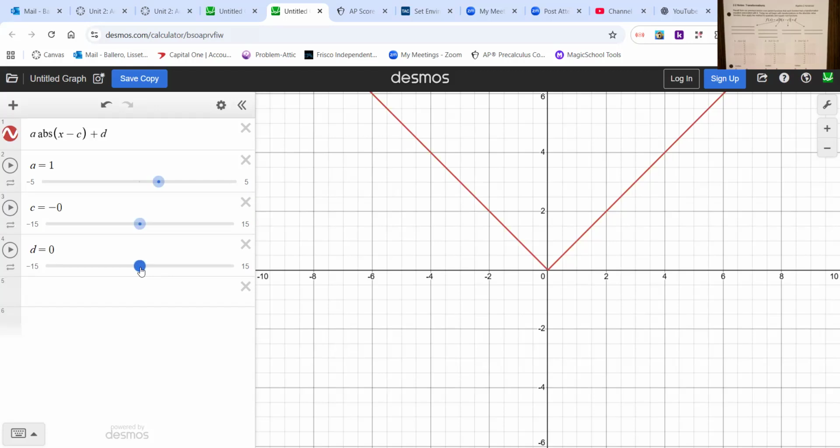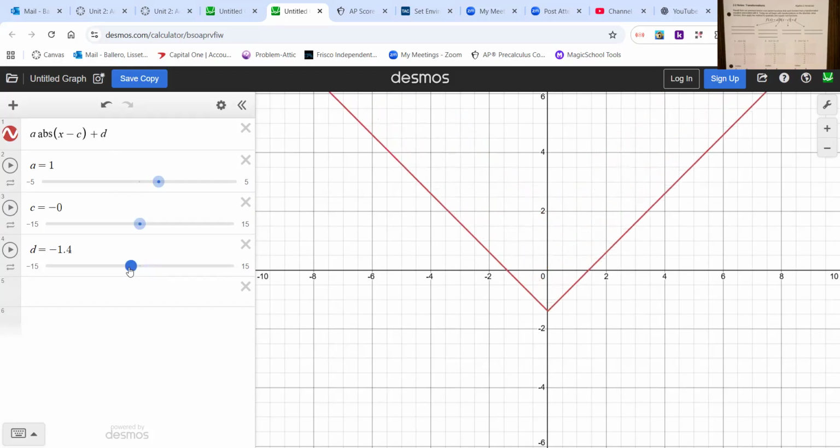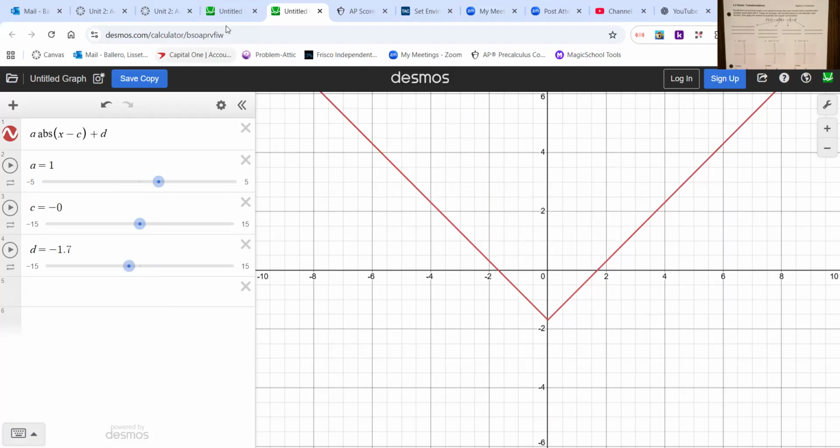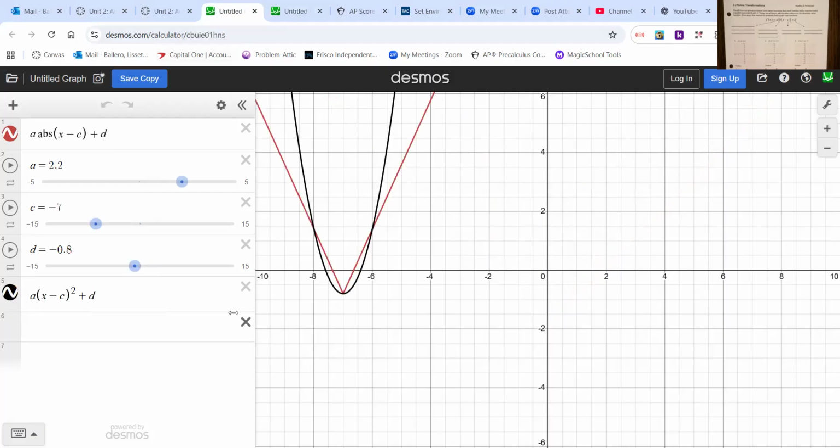And then our last one, our D, when it goes up, it goes and down. All right, the next thing I want to show you, in this case, I've gone ahead and put two functions. So on the top one here, I've got our absolute value. On the bottom one, I have our quadratic. Two functions that you're sort of familiar with just so that you can see.